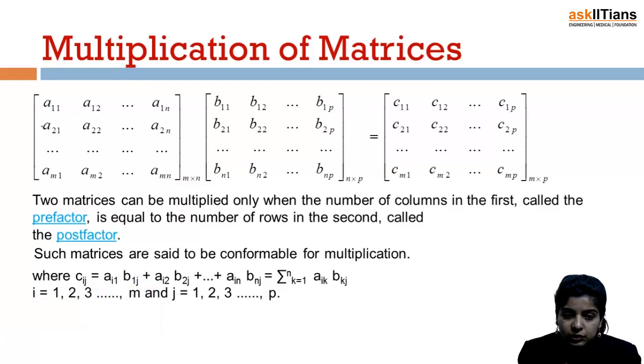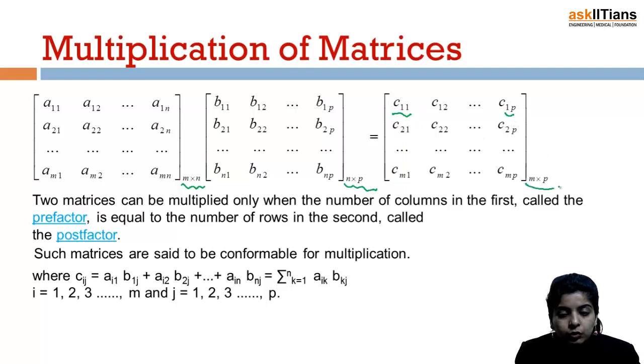So, what do we mean by multiplication of matrices, or how do we multiply two matrices? If we have two matrices of this form, A11, A12, A1n, A21, A22, A2n, and so on, Am1, Am2, Amn, the order of the matrix is m cross n. Then I have another matrix B11, B12, B1p, B21, B22, B2p, Bn1, Bn2, Bnp. Order is n cross p. Then if I multiply the two matrices, I get another matrix C11, C12, C1p, C21, C22, C2p, Cm1, Cm2, Cmp.